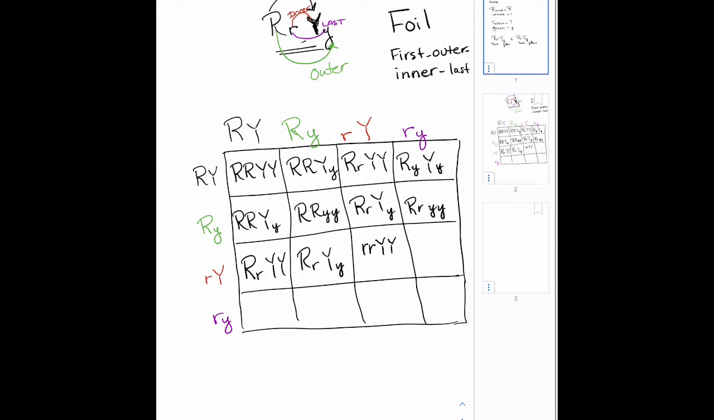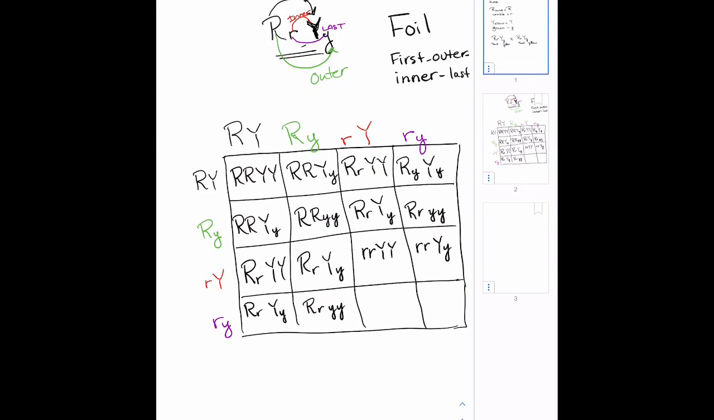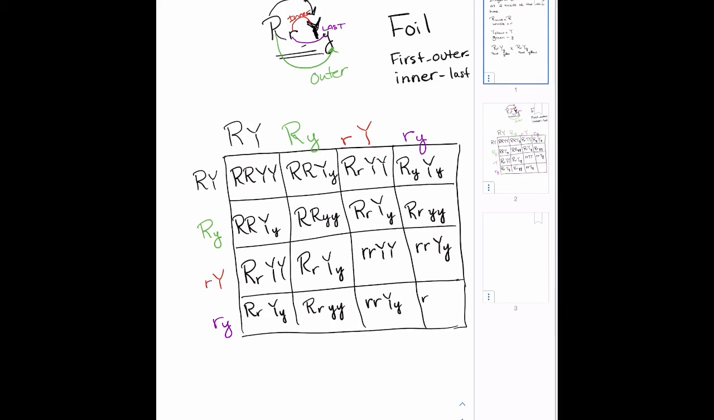Then I'm going to have lowercase r, capital Y, lowercase y. And then I'm going to have capital R, capital Y, lowercase y. Then capital R, lowercase y, lowercase y. Sorry about that, guys. And then I'm going to have lowercase r, capital Y, lowercase y. And last I'm going to have lowercase r, lowercase y, lowercase y.